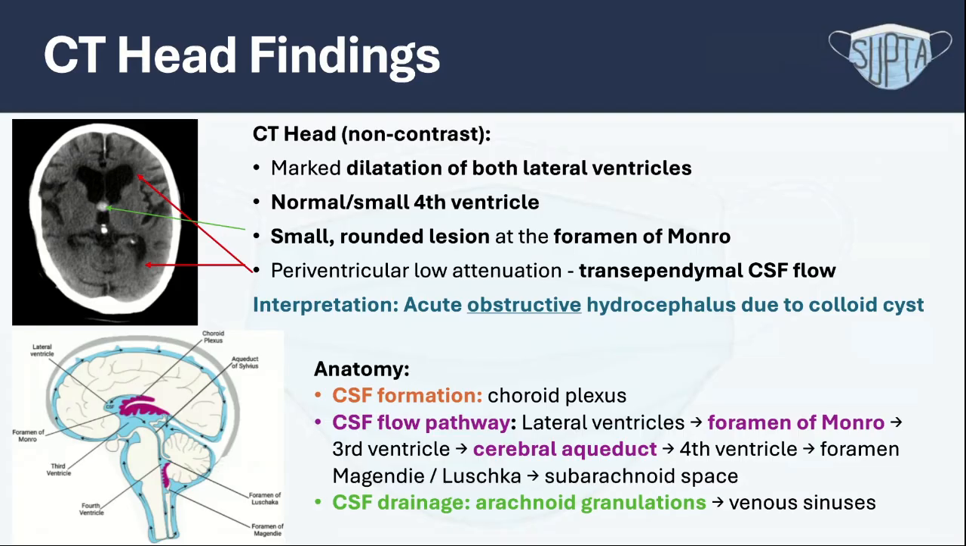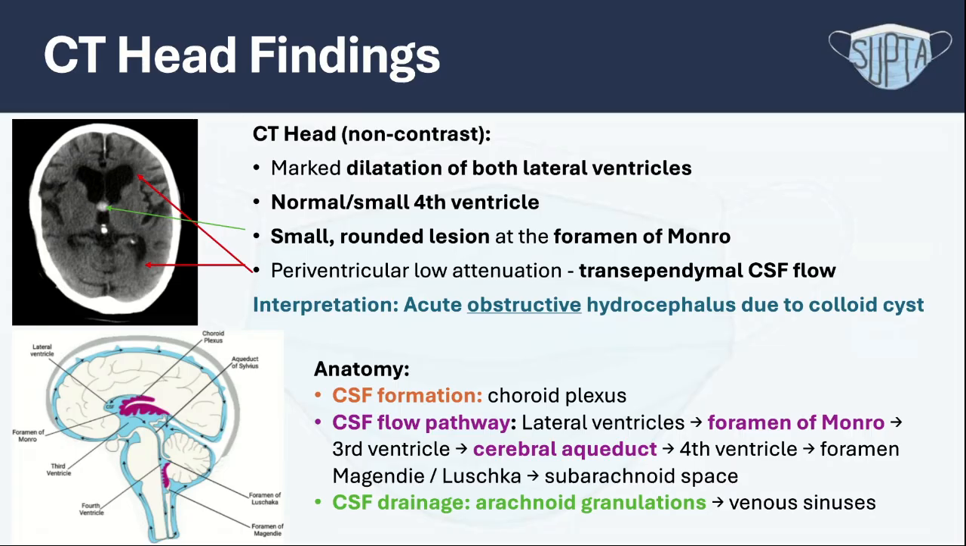There's a periventricular low attenuation, which represents transependymal CSF flow. That just means around the ventricles, low attenuation, which means it's not really bright. It shows that the CSF is leaking outside, pretty much. That's why it's called transependymal. Ependymal refers to the cells that are secreting the CSF inside the ventricles. It's also sometimes referred to as transependymal edema.